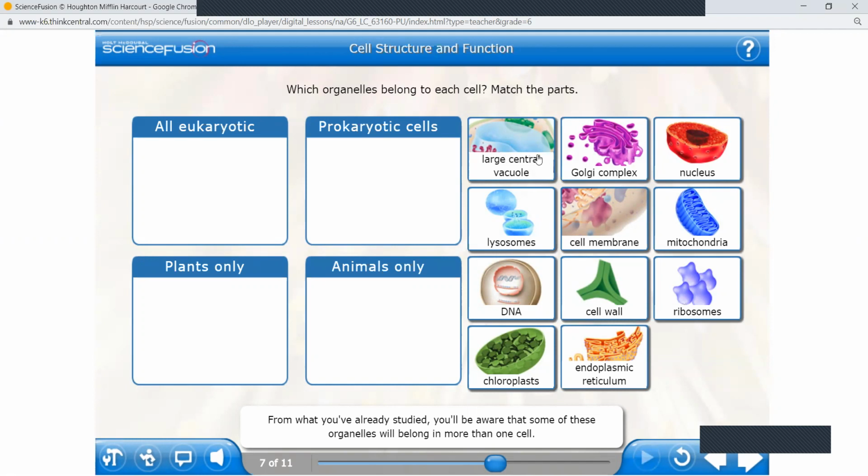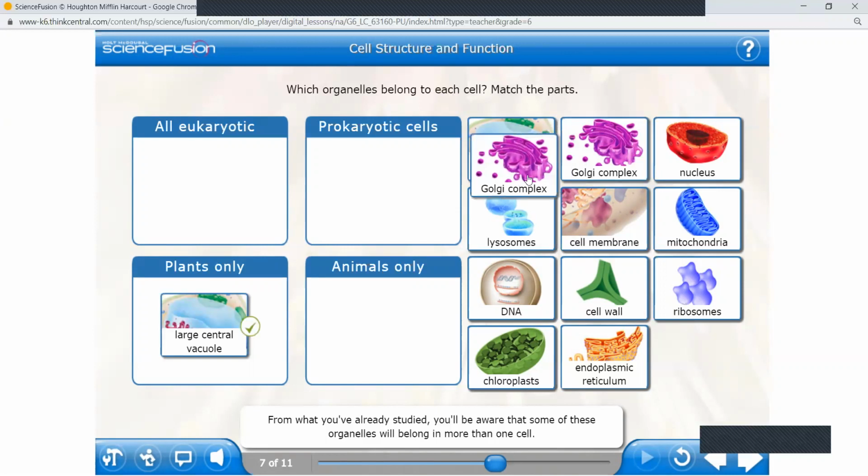Now, Malak, large central vacuole. Is it in plants only or animals only? Large central vacuole, where do I have to put it? Plants only or animals only? Plants. Very good. Excellent. Golgi complex, is it in all, or animals, or plants? Golgi complex. What? I didn't hear you. Where is it? All, or plants, or animals? It's in all. Excellent.